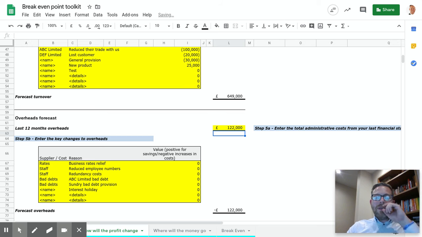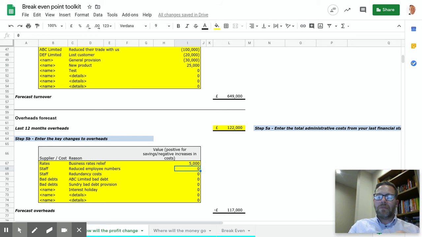Right, how are these going to change? Right, so I am going to get some business rate relief. So that's going to be a benefit to me, £5,000. Positive figures are benefits, negative figures are costs, as above.